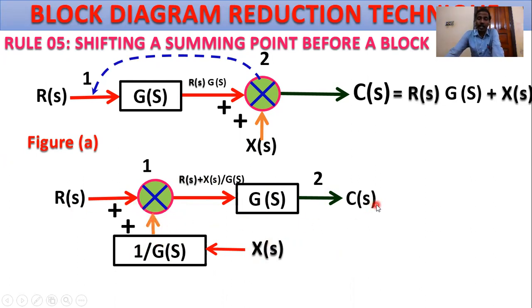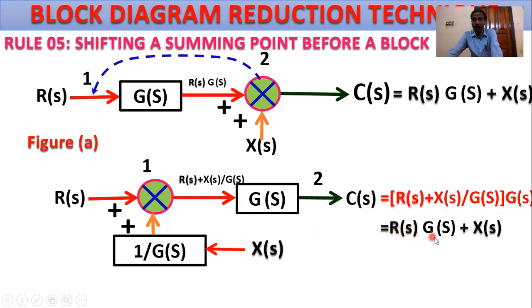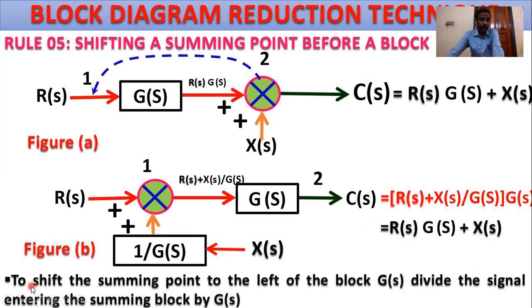So C(s) equals what? R(s) plus X(s) by G(s), whole multiplied by this signal G(s), or R(s) times G(s) plus X(s). So in figure 1 and figure 2, the overall output is the same. To shift the summing point to the left of the block G(s), divide the signal entering the summing block by G(s).